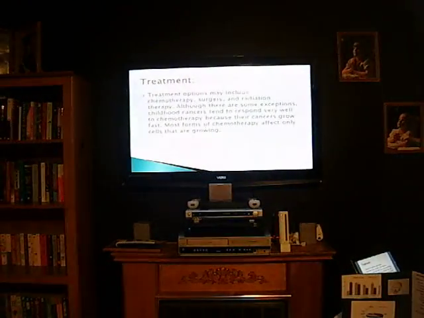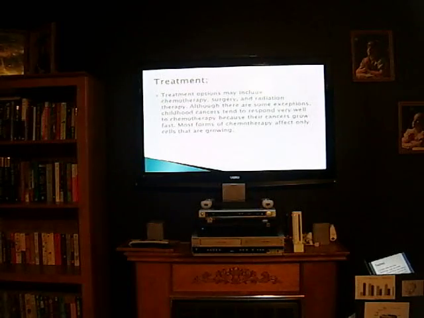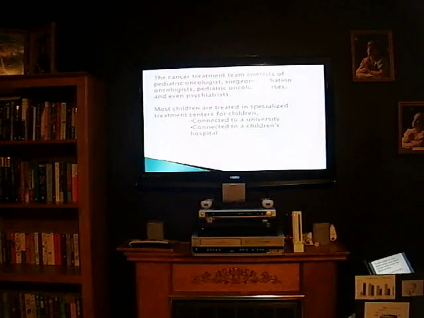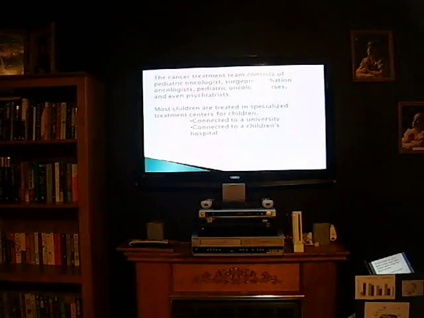Now let's discuss some of the ways to treat cancer. Treatment. Treatment options may include chemotherapy, surgery, and radiation therapy. And although there are some exceptions, childhood cancers tend to respond very well to chemotherapy because their cancers grow fast. Most forms of chemotherapy affect only cells that are growing. The cancer treatment team consists of pediatric oncologists, surgeons, radiation oncologists, pediatric oncology nurses, and even psychiatrists. Most children are treated in specialized treatment centers for children. Most are connected to a university or even connected to a children's hospital.